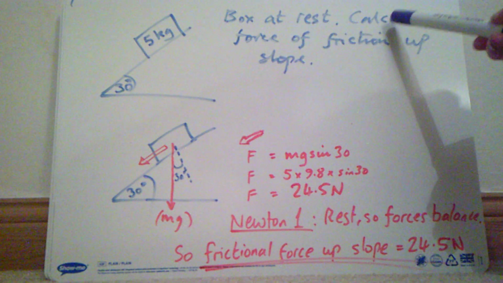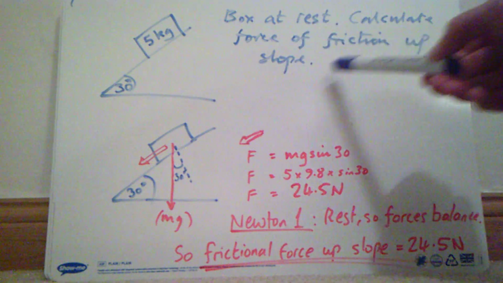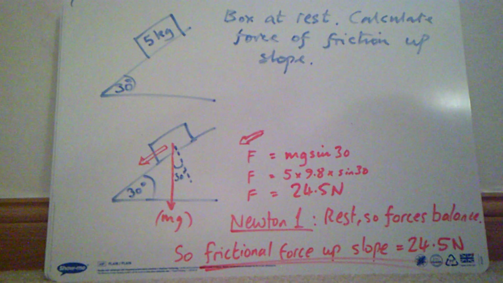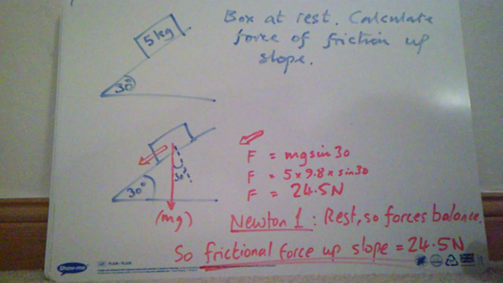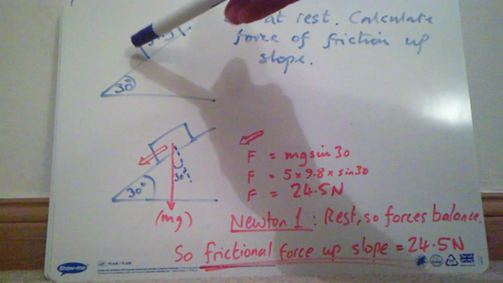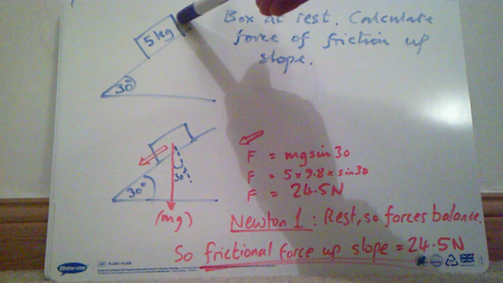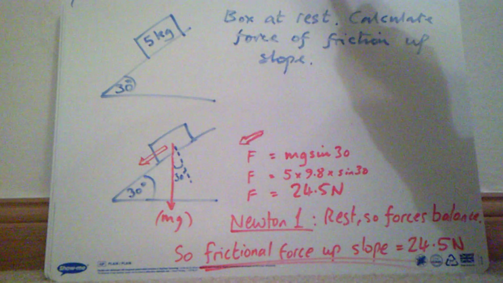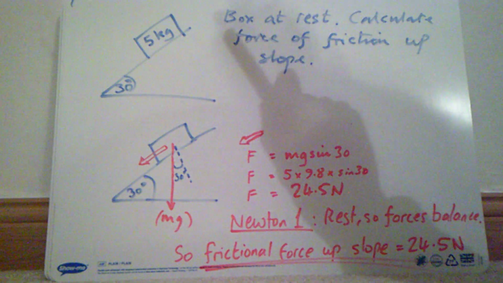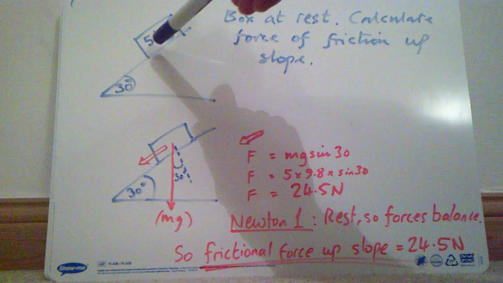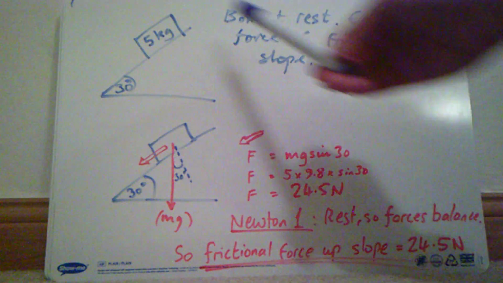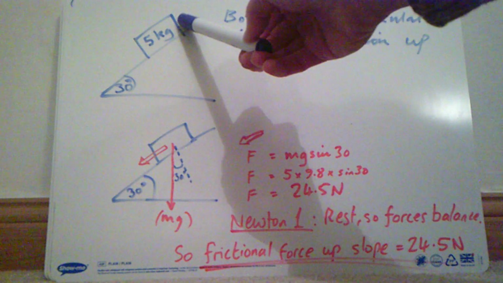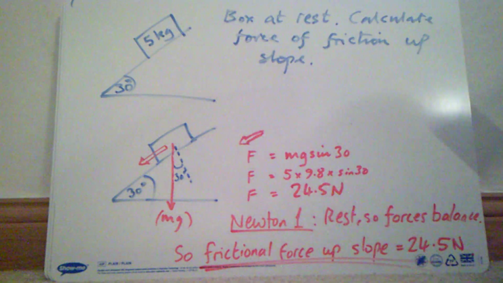degrees, and we need to calculate the force of friction acting up the slope. So if it's at rest, then we know that the forces acting down the way are going to be balanced by the friction force going up the way. So if we find the size of the force acting down the way, then we know that that is going to be what the size of the friction force acting up the way is going to be.